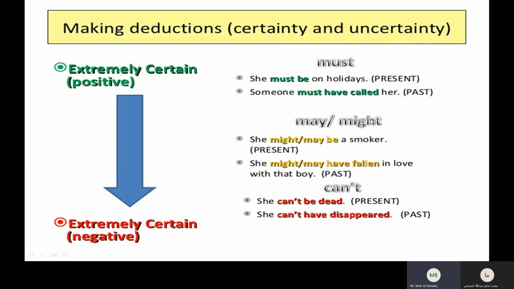We can use may and might when we are not sure. She may be or might be a smoker. She might or may have fallen in love with that boy. This is when we talk about past events. Can't, as when we say she can't be dead, she can't have disappeared in the past.